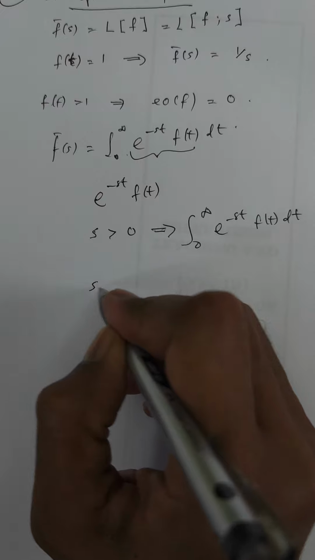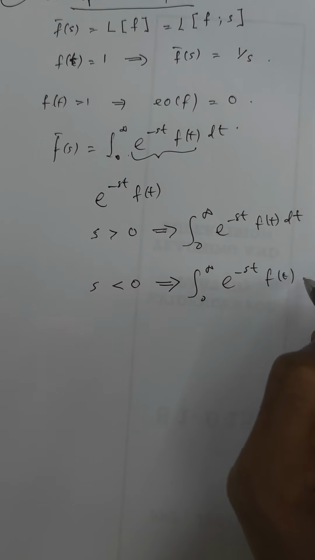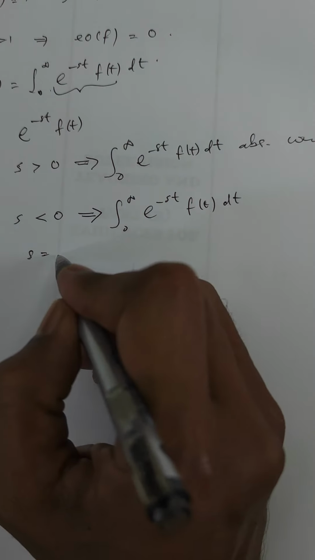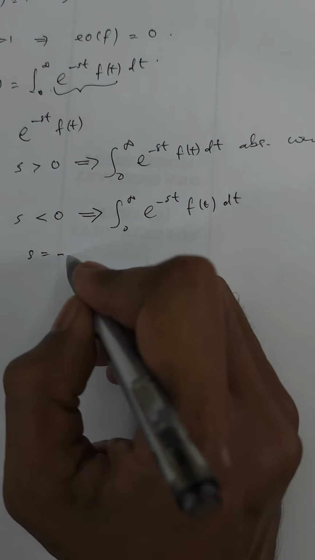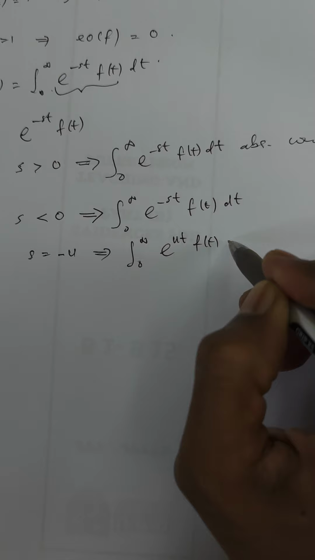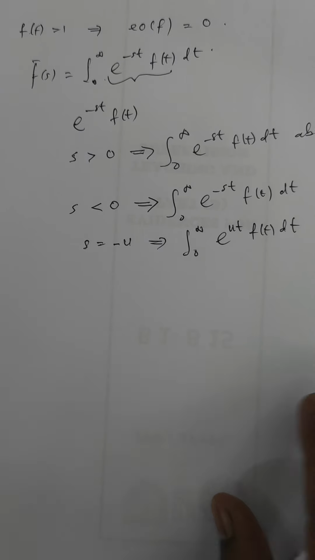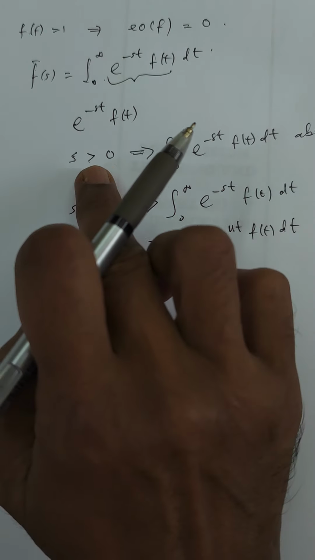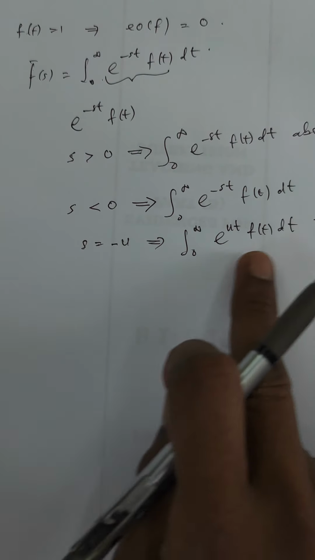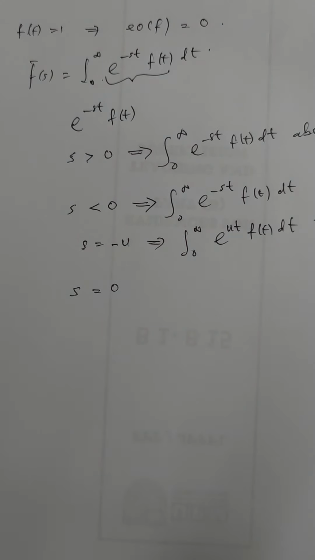But for s negative, if you consider s equal to some negative number, say u, what happens is we have the integral from 0 to infinity of e^(ut) f(t) dt. Of course in this case the integral diverges. So we can see that for s positive the integral absolutely converges, and for s negative our integral diverges. So basically s equal to 0 separates between converge and diverge.